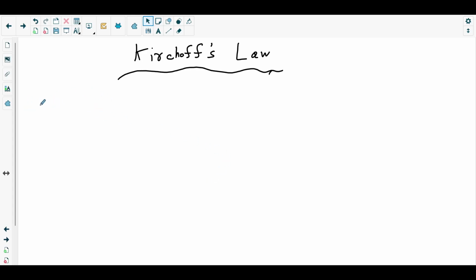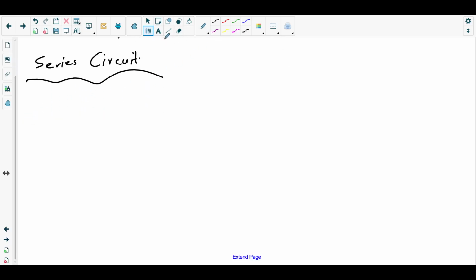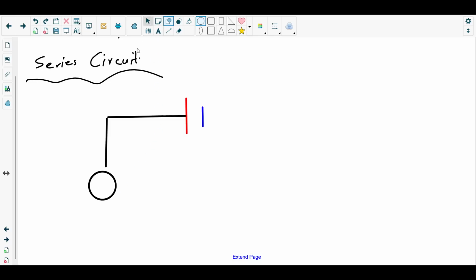Okay, so for Kirchhoff's law in series, sorry, let me pick up the pen. In a series circuit, I'll draw the series circuit first. So that's the positive end, and that's the negative end. Basically we use the blue color as the negative end. Then there goes the circuit. We need an emitter. I'll connect the emitter. Here you go, the emitter is there.